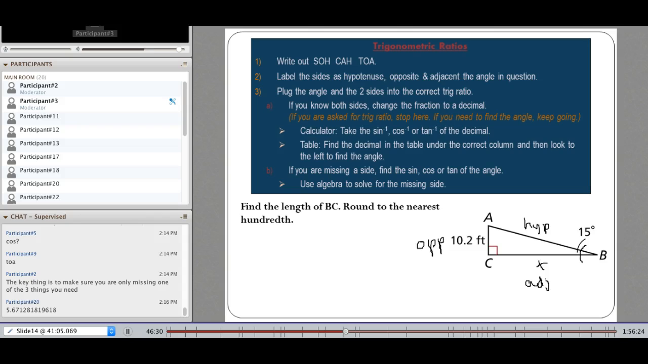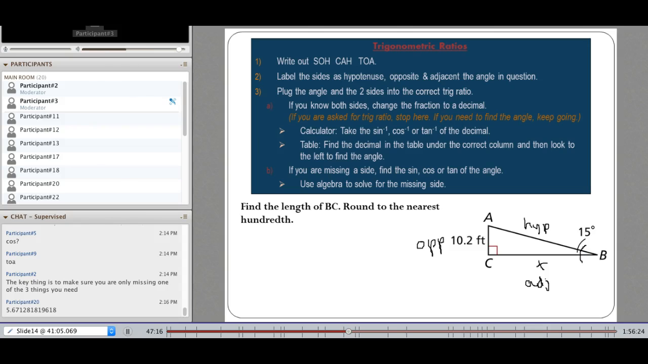And then who can set up the problem for us? Raise your hand if you believe you can do this one on the board. Any takers? I will tell you that you should be using the tangent function. We have angle B, we have the opposite, and we're looking for the adjacent. Opposite over adjacent is tangent.